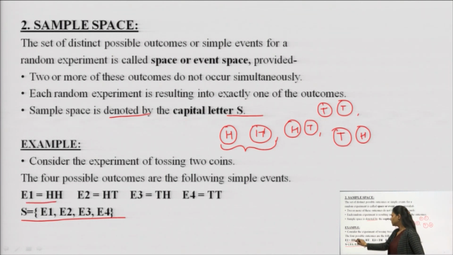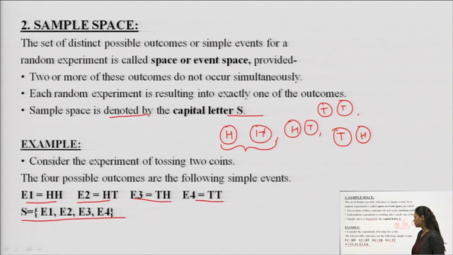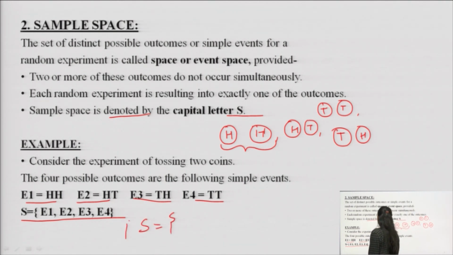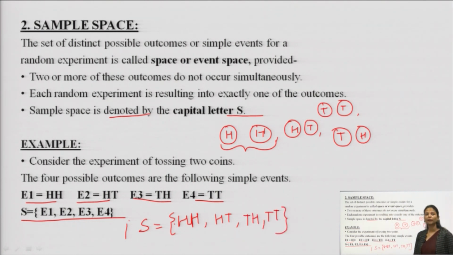Simple events could be E1, E2, E3, E4, and when we are writing them in sample space, we are supposed to put them in curly brackets and separate them with commas. So, sample space S is equal to {E1, E2, E3, E4}, and we can even write it as S is equal to {head head, head tail, tail head, tail tail}. This could be another way of writing the sample space.